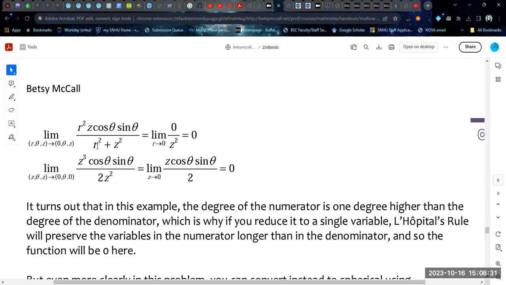Again, you can do the same thing if, instead of replacing r with z, you replace z with r. You'll get the same thing. It'll look a little different, but either way, you're going to end up with 0. So in this example, because the numerator is essentially 1 degree higher than the denominator, the numerator wins. Essentially, when you go to 0, you actually go to 0. It doesn't matter the path that you choose.